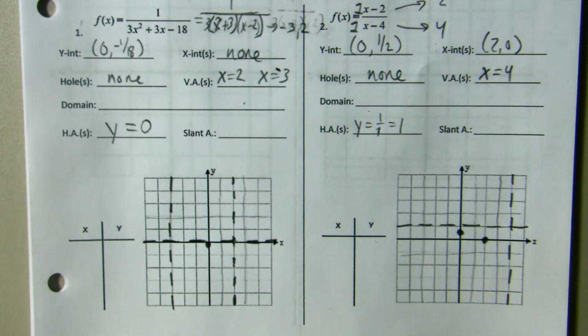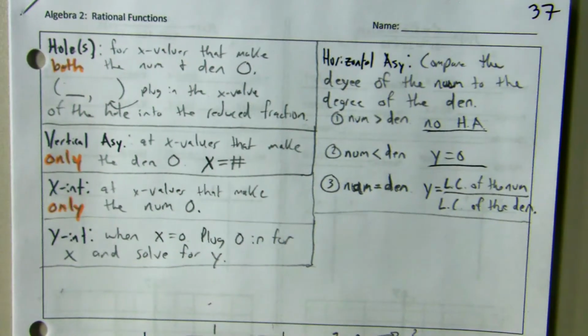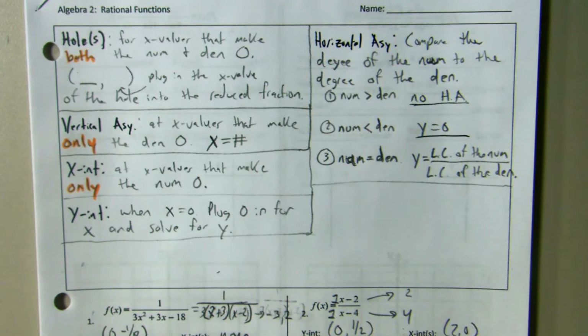Before we do the last couple, look at what I suggested you write for holes, vertical asymptotes, horizontal asymptotes, x and y intercepts, and see if you want to add some information here or reword it in a way that makes sense to you. Now would be a great time to do that. So I'll give you a moment to see if you want to make some changes here.